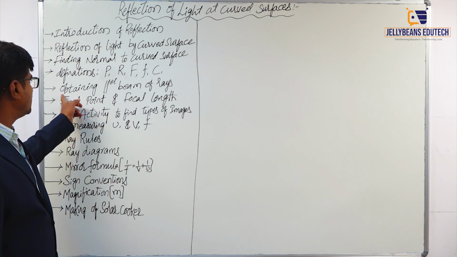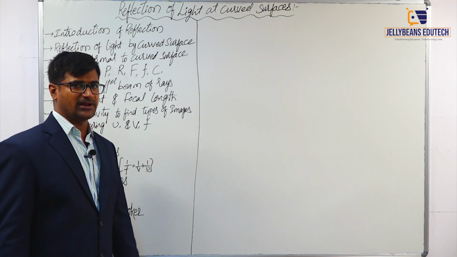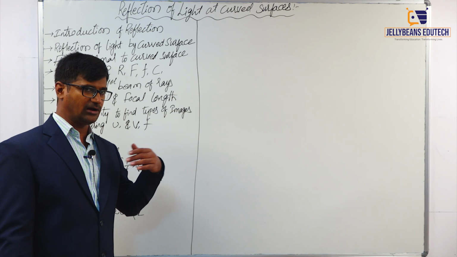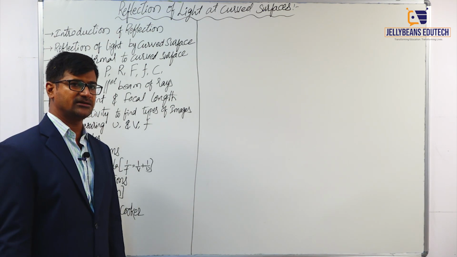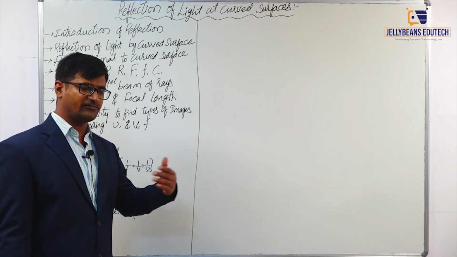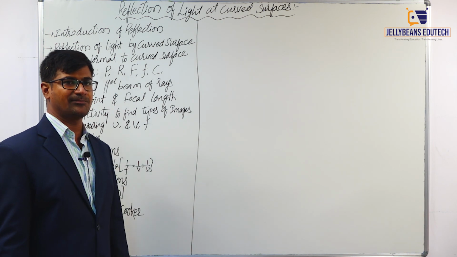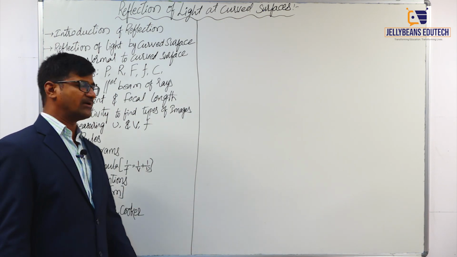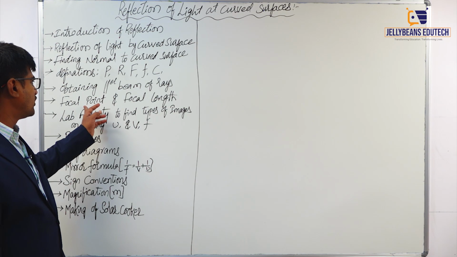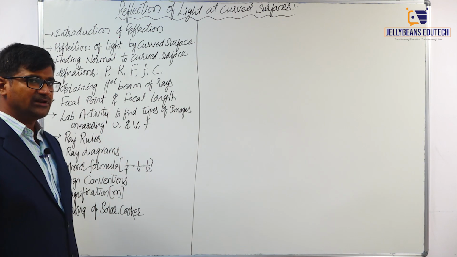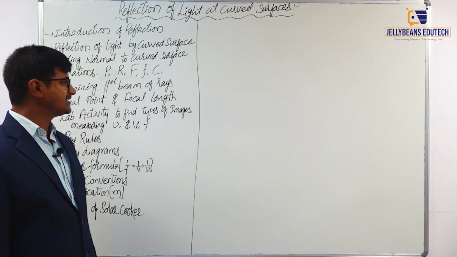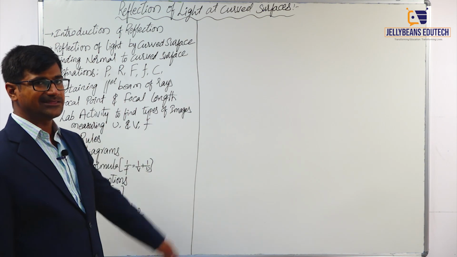Next, we are obtaining the parallel beam of light. How we obtain the parallel beam of light, and from where the object has to be kept to obtain it, will be discussed in this point. Next, we will try to find out the focal point as well as the focal length.